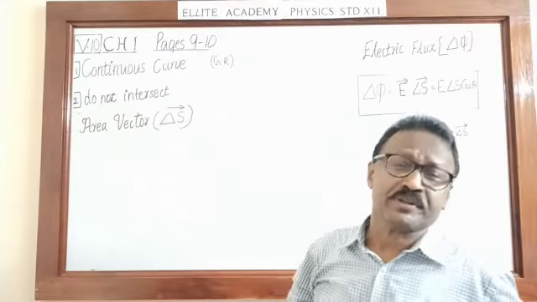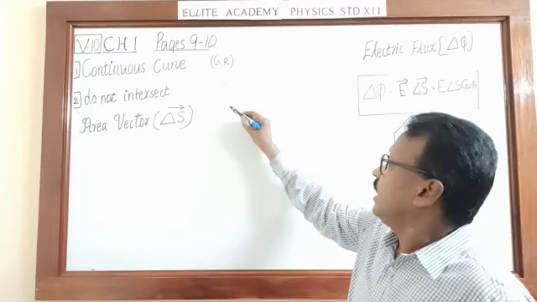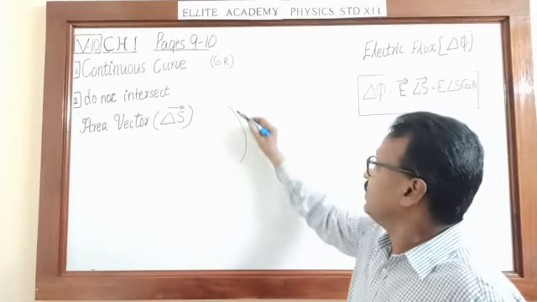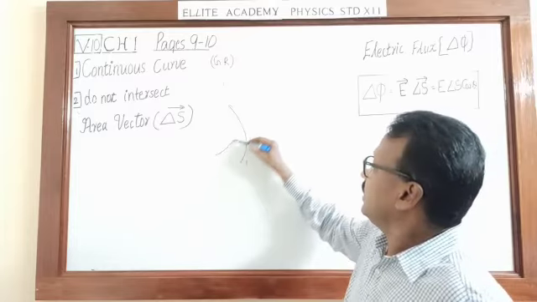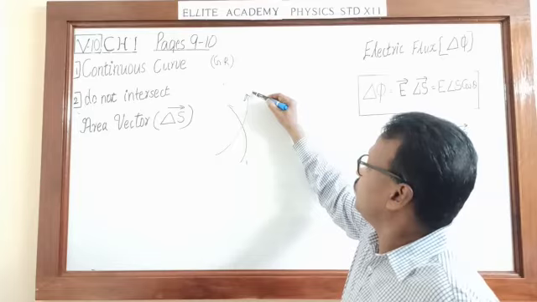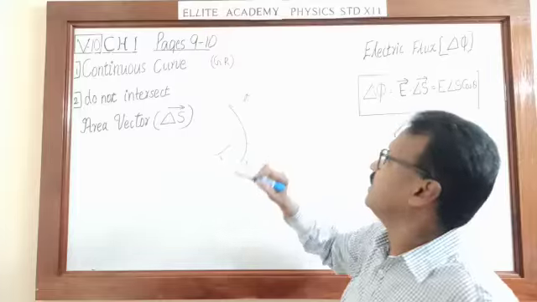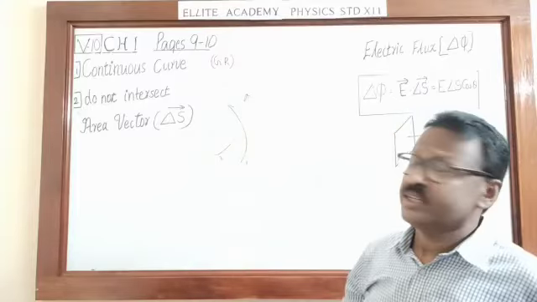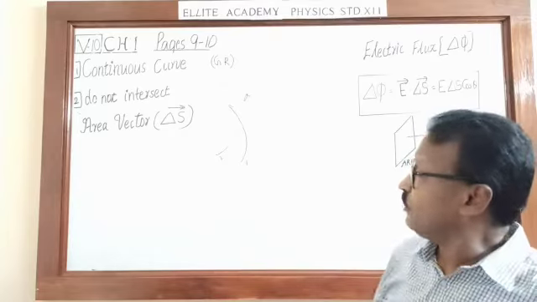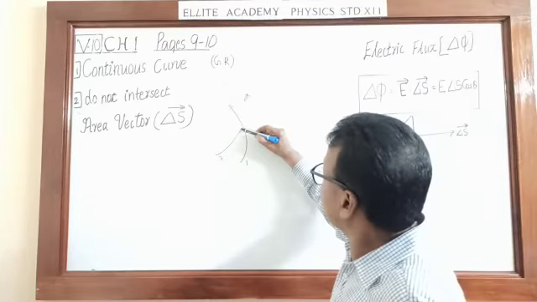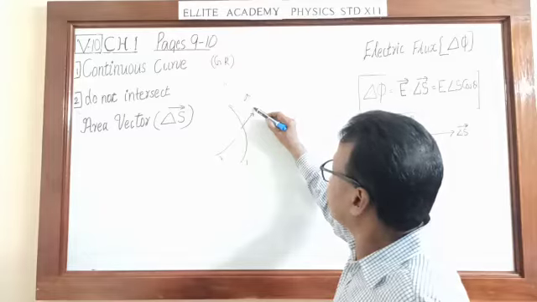I make a tick mark. They do not intersect. Assume curve number 1, electric field line 1. Assume another one, curve number 2, electric field line 2. Now they are intersecting at the point P. Theory says they cannot intersect. Why? I draw a tangent to the first line. This is going to be a tangent.